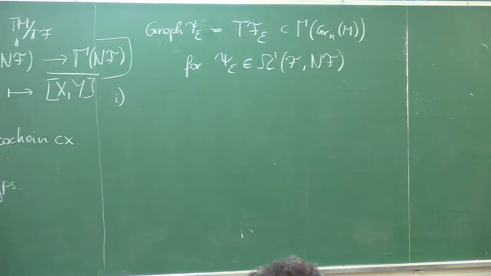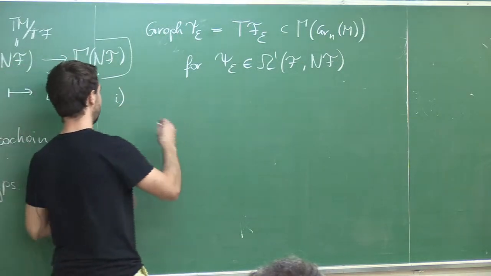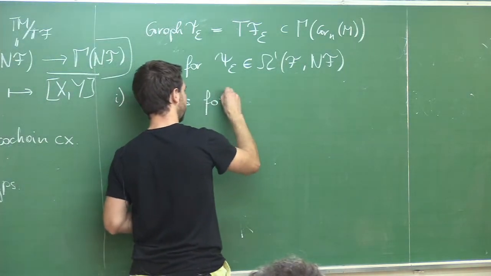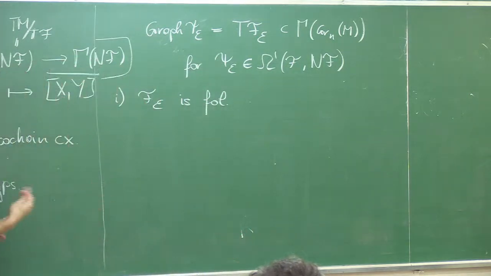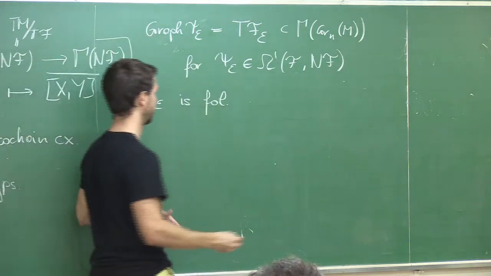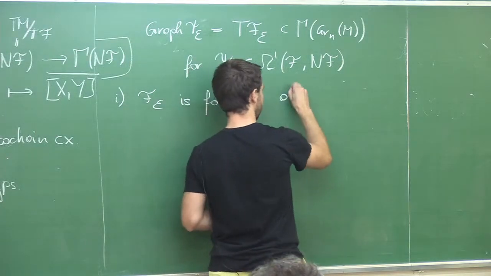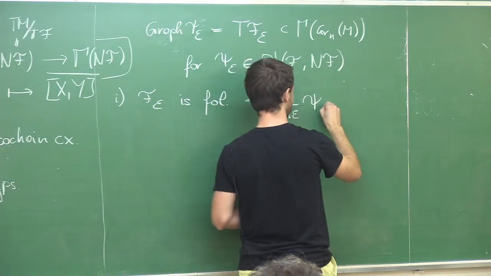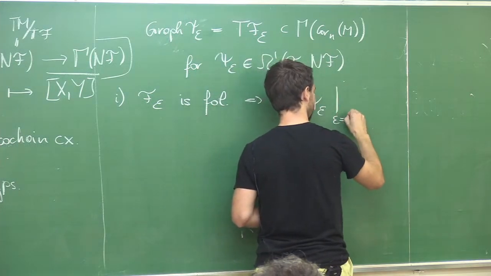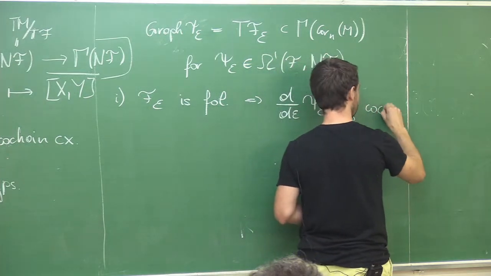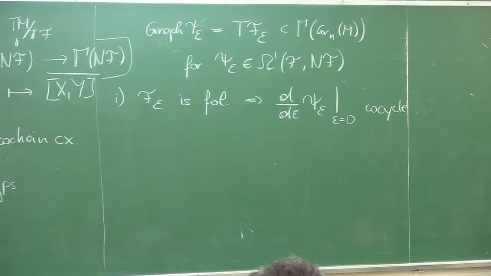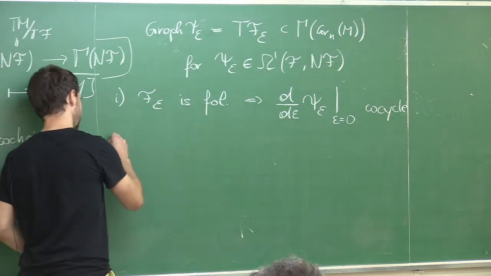Now we have two conditions. First of all, if we assume that this family describes actually a foliation for the corresponding epsilons, and we assume some smoothness with respect to epsilon, what we obtain is that if we take the derivative of this foliated one form at epsilon equal to 0, then this gives us a cocycle in the foliated one forms with coefficients. So that's the first condition.